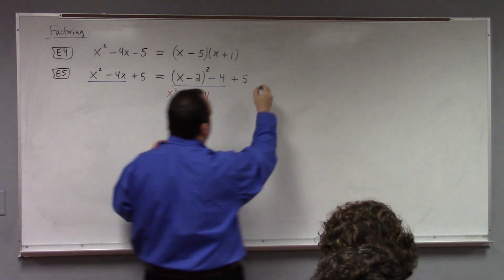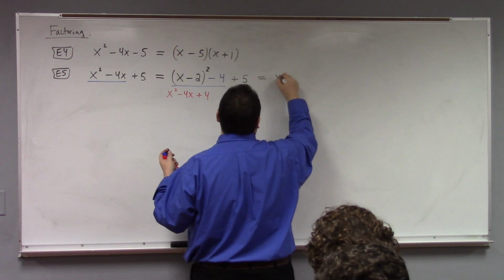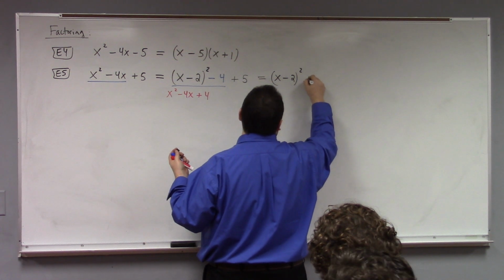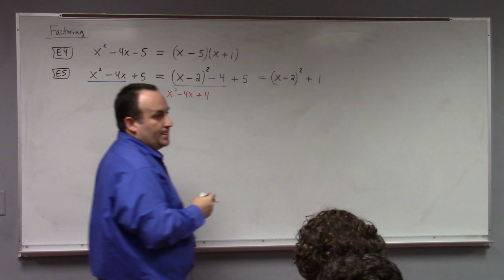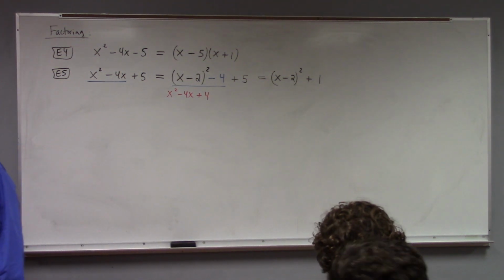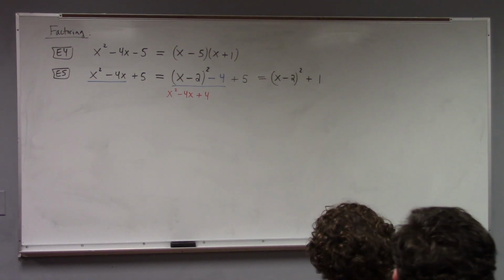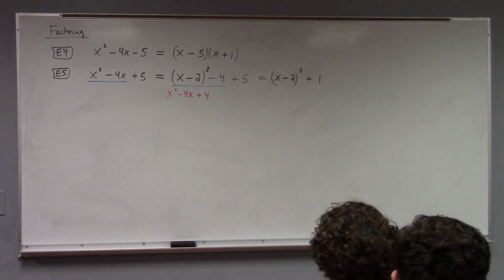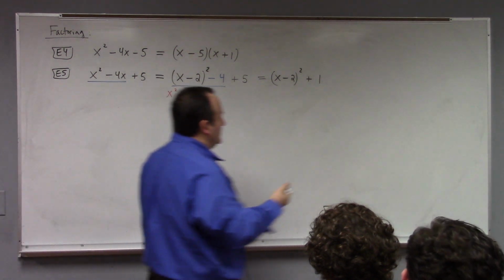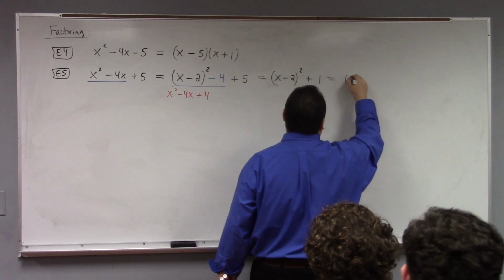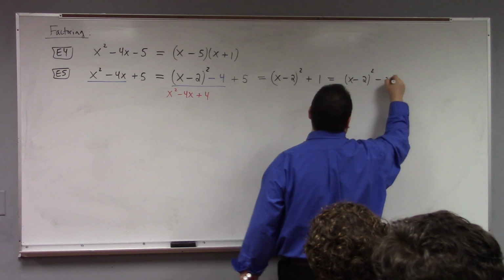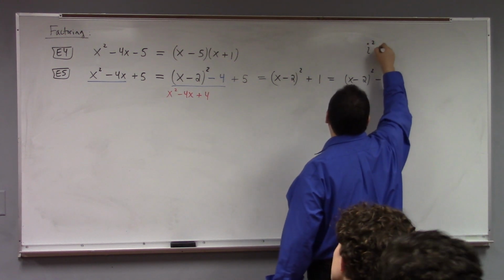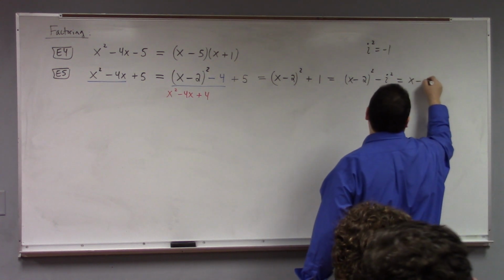So what does this tell us? Well, this tells us that x squared minus 4x plus 5 is equal to x minus 2 squared plus 1. That plus 1, what does it mean? What that means is that this quadratic cannot be factored over the real numbers. Your only hope to factor this quadratic is to introduce an i. So you just throw in an i squared like that. i squared equals minus 1, and then you can factor it.